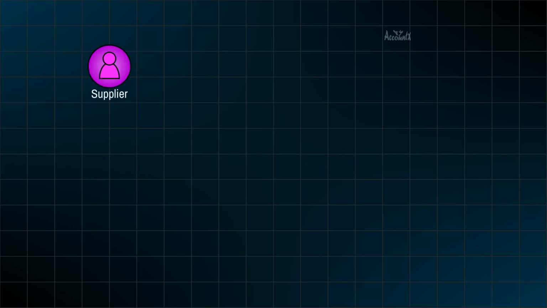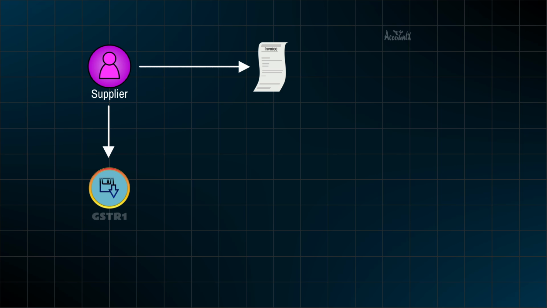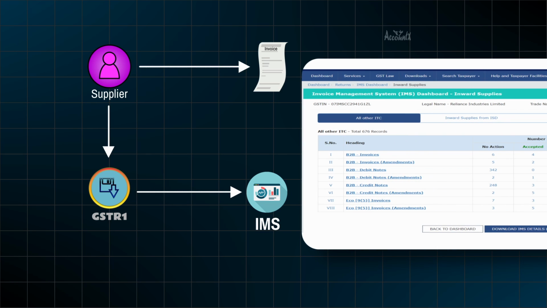Whenever you reach out to any supplier to buy anything, the supplier would issue you a tax invoice, whether or not e-invoice. Then the supplier would save this invoice, say in GSTR1. Once this is saved, this transaction would appear in your IMS dashboard, that is, the IMS dashboard of the buyer. Let me remind you, even though the supplier has just reported this invoice but not yet filed GSTR1, even then the transaction would appear in your IMS dashboard.